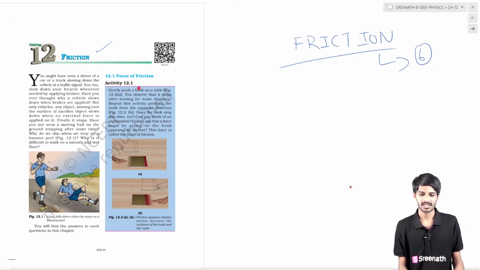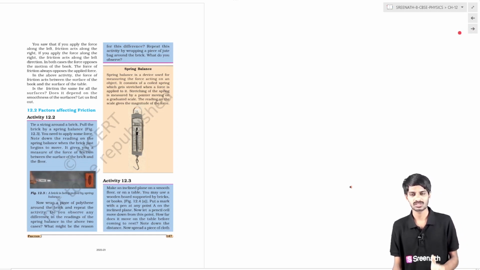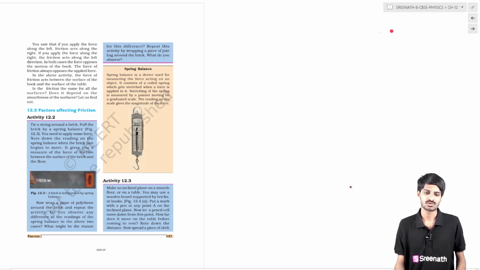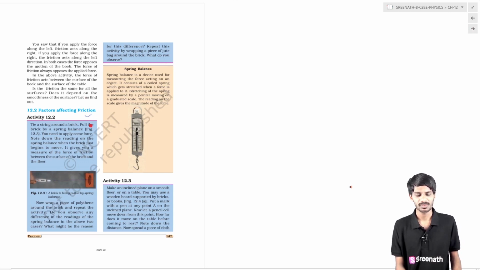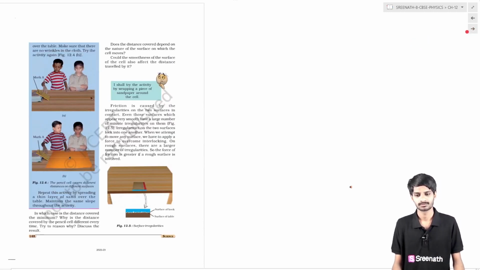The first topic is force of friction. What is the force of friction, or what is frictional force? You are going to learn about that. The next topic is the factors affecting friction. What are the factors affecting friction, and what does friction depend upon? We are going to discuss that topic.